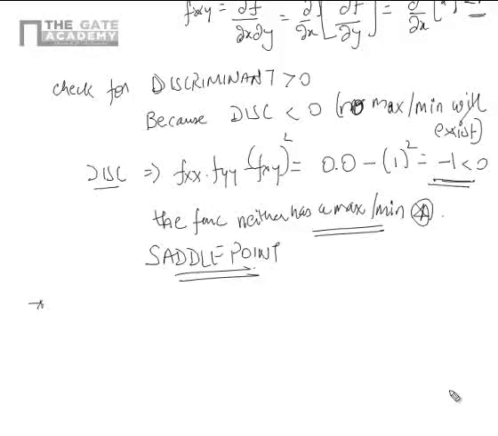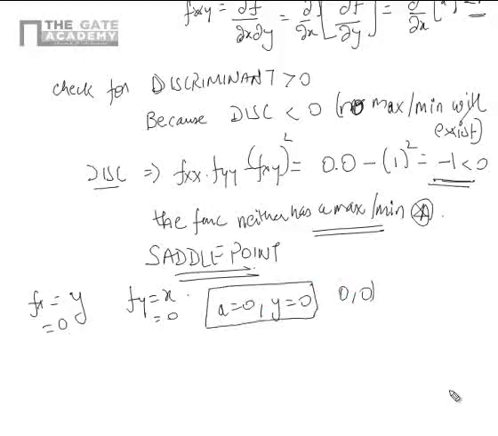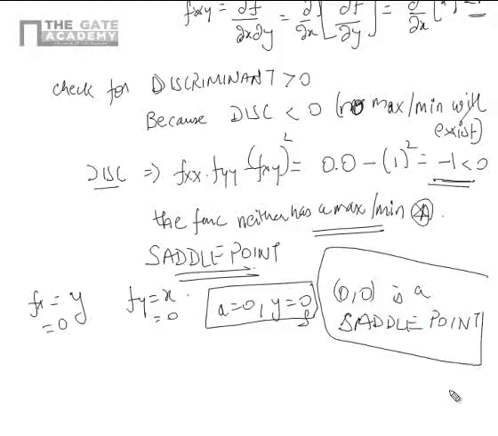So what is the saddle point we have got? Fx is nothing but y and fy is nothing but x. When we equate them to 0, we get x is equal to 0 and y equal to 0. So 0 comma 0 is a saddle point. This is very important. This is the answer for this problem actually. There is no maxima or minima existing. We have only a saddle point at 0, 0.